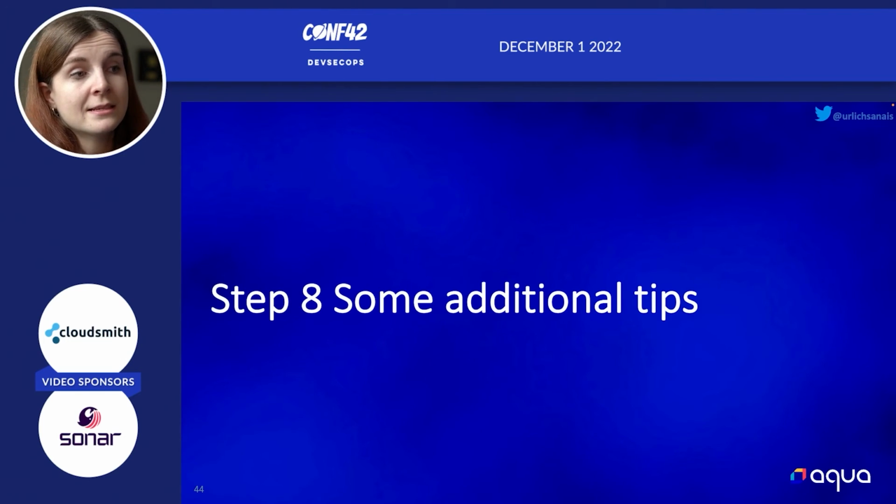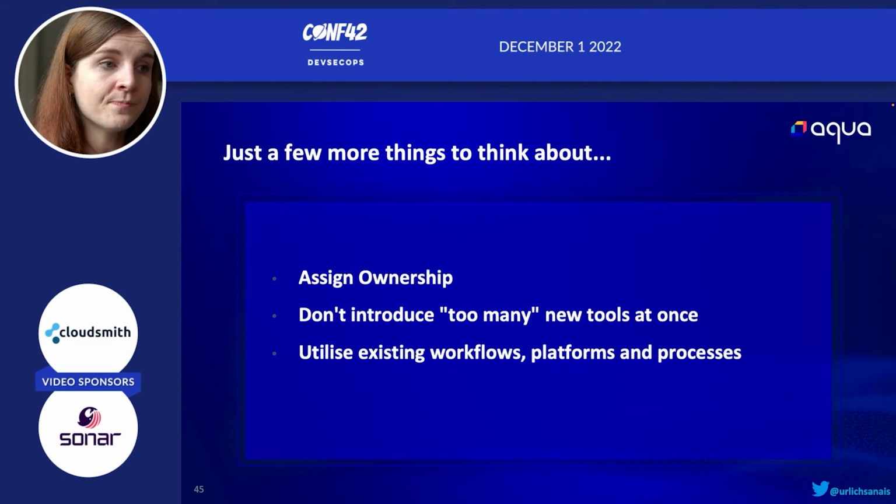Step 8 is some additional tips that you can do, and some are iterating on the previous ones that I already mentioned. First one is assign ownership, really make it somebody's responsibility. And ideally, the person who's already managing that resource should look at its vulnerabilities. Don't introduce too many new tools at once. That's something lots of people want to do when they get started with, for example, cloud native security, is implement it everywhere and everything at once. And that's complete overload. And people are likely not going to be able to adapt to those new processes.